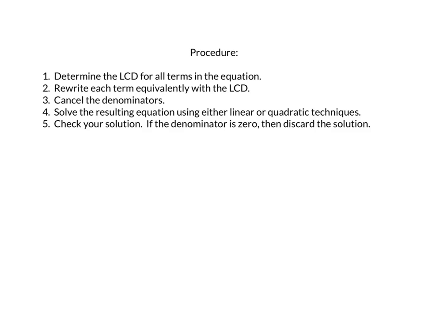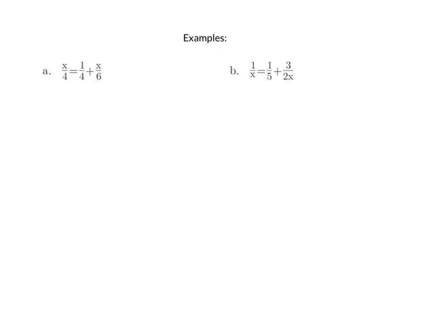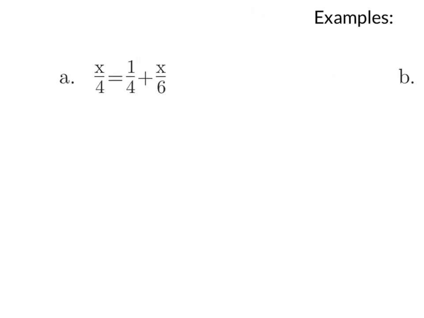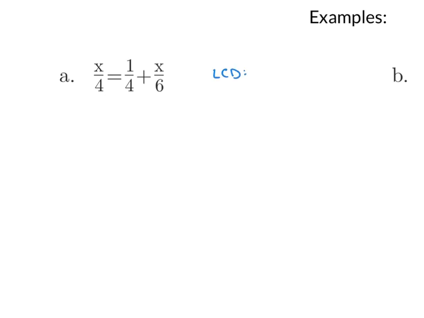All right, let's go ahead and look at some examples. We're going to start with one that we've already looked at before. Remember that we saw some examples of this when we talked about solving linear equations, and so let's just review what this involves. In order to solve this, our first step is to find the LCD. For this one, our LCD, the number that is divisible by 4 and 6, is 12.